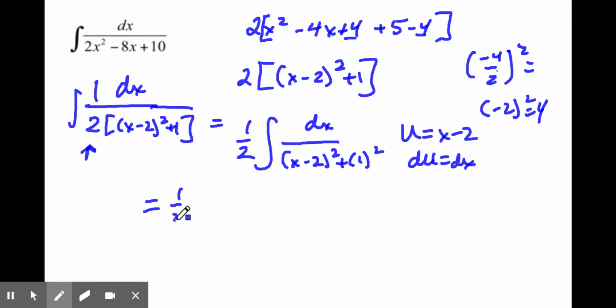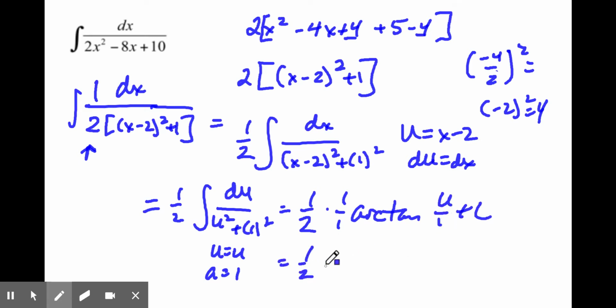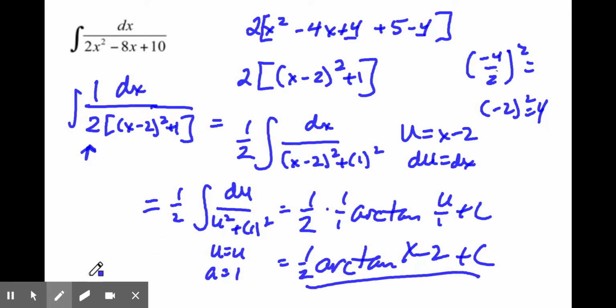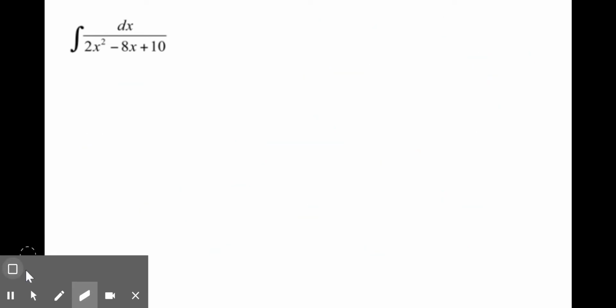We have 1/2 the integral of du over u squared plus 1 squared. That makes u itself and a is 1. And we're going to use the arctan rule. So this is 1/2 times 1 over 1 arctan of u over 1 plus c. But u is x minus 2, plus c. And there is your correct answer. Okay, so it's not so bad to deal with the a terms when they have to come out.